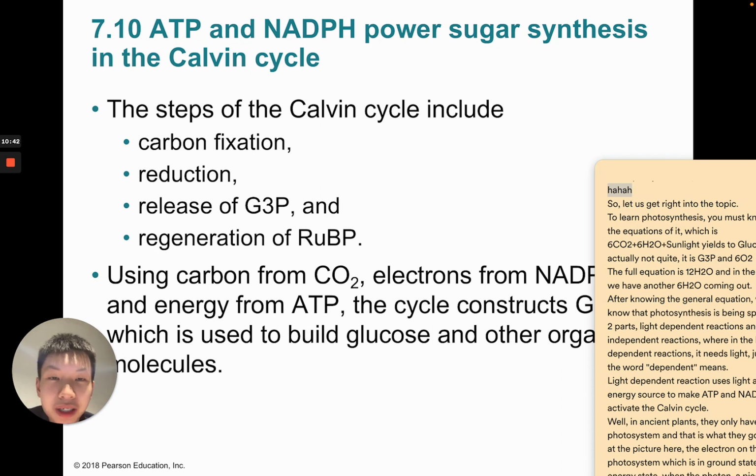So the steps of the Calvin cycle include carbon fixation, reduction, release of G3P, and regeneration of RuBP. So carbon fixation is just the addition of carbon dioxide molecules. That's it. That's how I heard about this. Fixation doesn't mean you really fix something. What's wrong about the Calvin cycle? No, it's just addition of carbon dioxide.